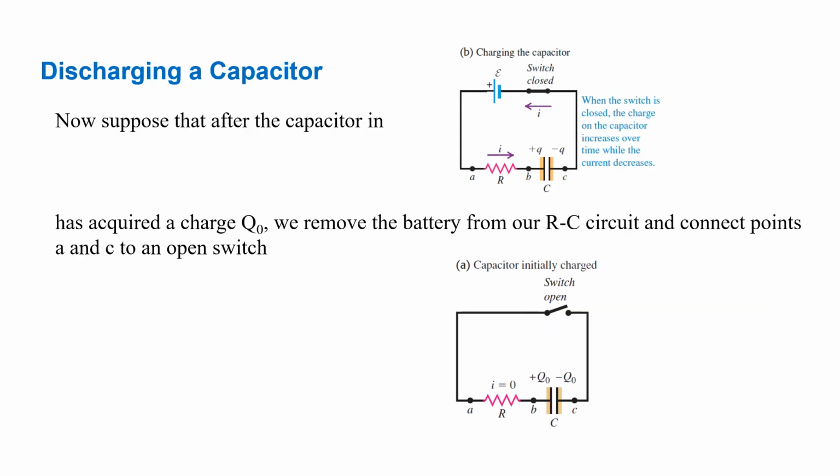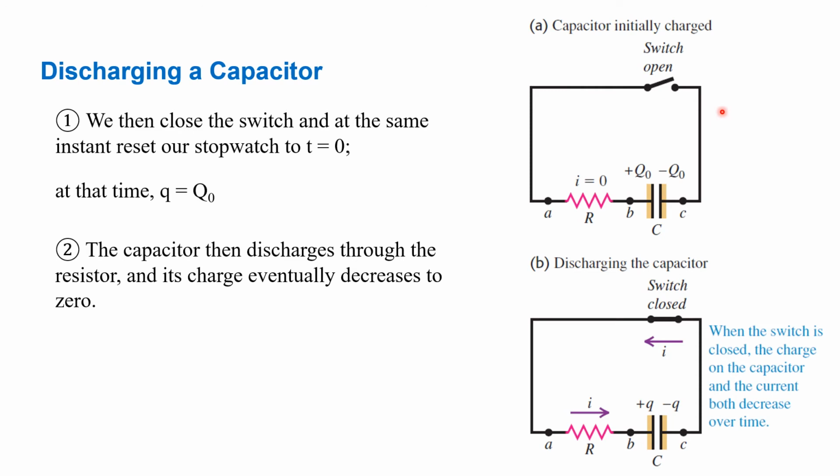Now suppose that the capacitor in the previous charging process of the circuit here has acquired a charge Q. So you have now your big Q, which means that your capacitor is fully charged. And suppose you remove the battery in this circuit and connect points A and C into an open switch. So you have again this circuit where we remove your battery and your capacitor has a charge Q, fully charged.